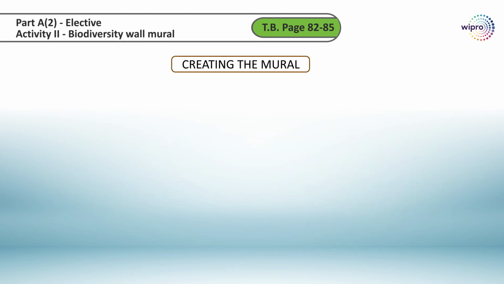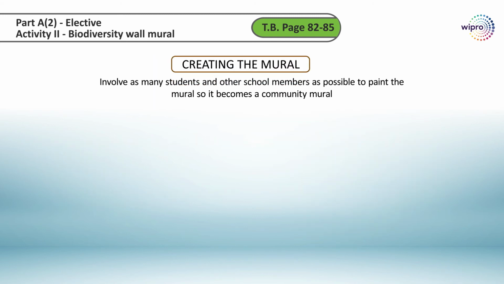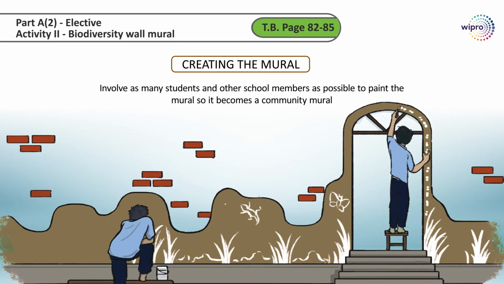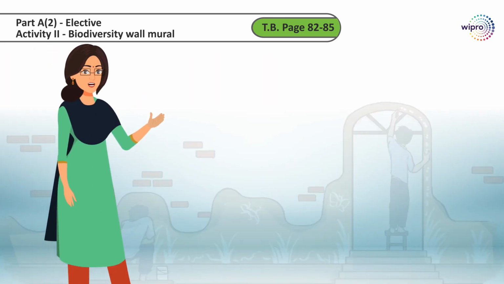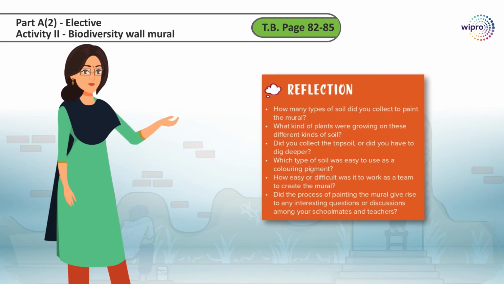Last step is creating the mural. Involve as many students and other school members as possible to paint the mural so it becomes a community mural. Once the students are done with murals, refer to the reflection section in the booklet and try to cover the answers of the questions mentioned there.